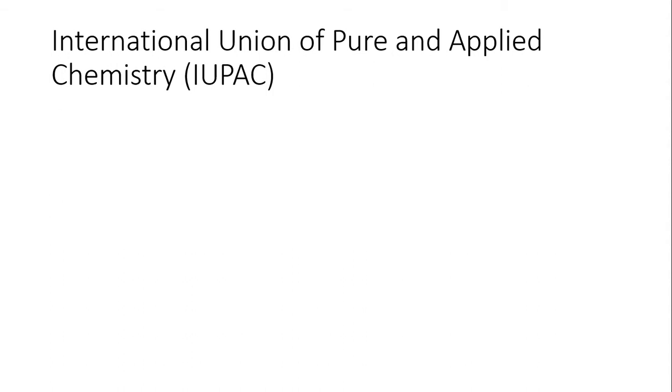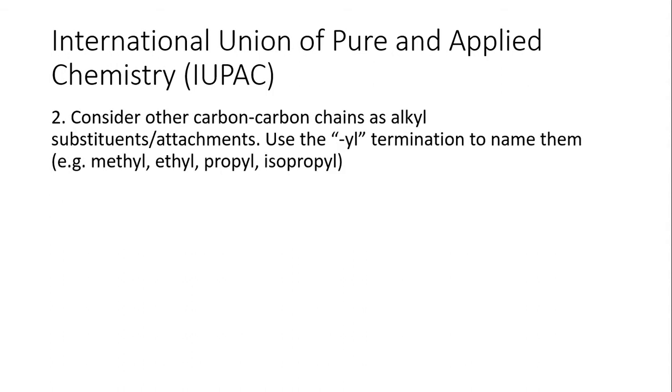All right, rule number 2. Any other carbon-carbon chains are going to be considered as if they were alkyl substituents or attachments or branches. What we'll do is we'll use the yl termination to name them. So for example, a single carbon substituent would be derived from methane, called a methyl group. A 2-carbon substituent would be from ethane, ethyl. A 3-carbon attachment would be propyl. And if it's a 3-carbon substituent attached from the middle carbon, we call that the isopropyl group.